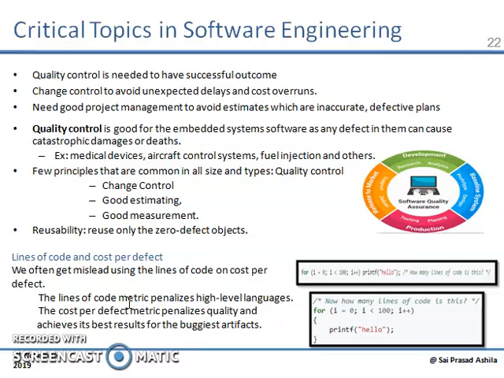There are two things which can be seen here. These are two snippets which do the same operations, with the same logic and the same implementation, but the lines of code deceive us. We often get misled by lines of code and cost per defect. The lines of code metric penalizes high-level languages. The cost per defect metric penalizes quality and achieves its best results from the budget.